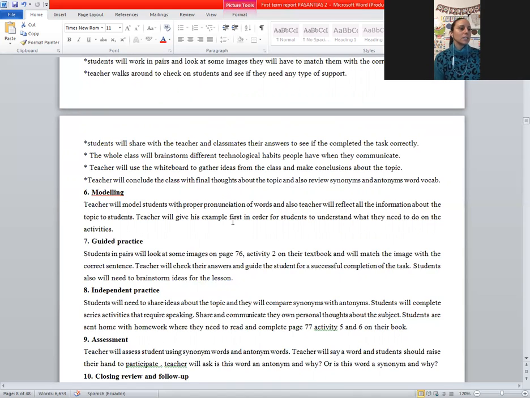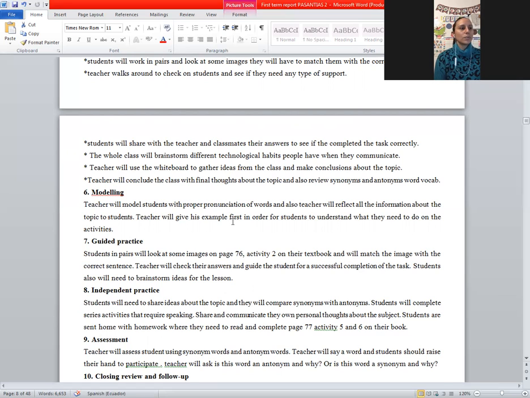As a guided practice, the students in pairs will look at some images on page 76. Like I said, we're going to be looking at some images at the beginning of the lesson, and working on their textbook. They will need to match the correct sentence with the correct image, and I'll be checking the answers, and I'll be happy to guide all the students with all the tasks, all the activities that they have.